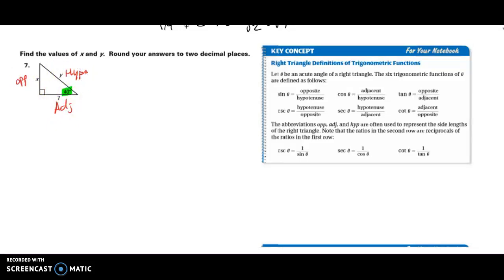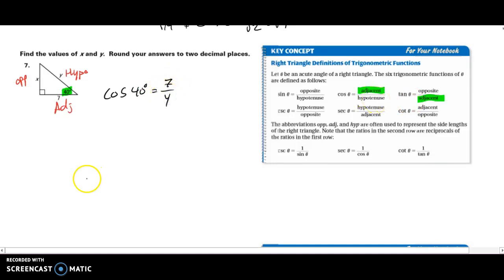Okay? So notice we have the adjacent. So I'm going to highlight this. Here's the adjacent here, and here's the adjacent there. So that means I'm going to use those to solve. Okay, so notice what I have tells me what I'm going to use to solve. So I have cosine of theta, which is 40 degrees, is equal to the adjacent, which is 7, over the hypotenuse, which is y.